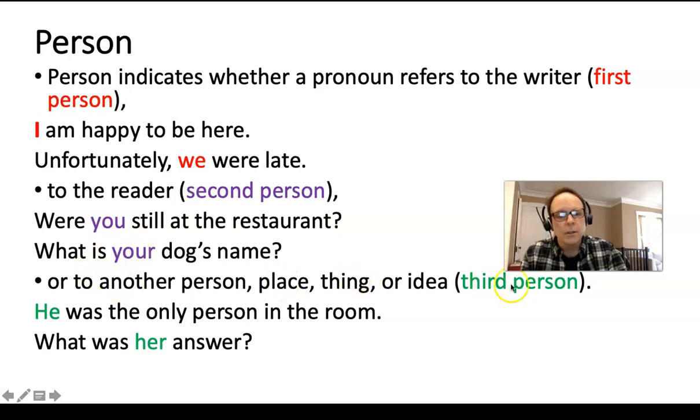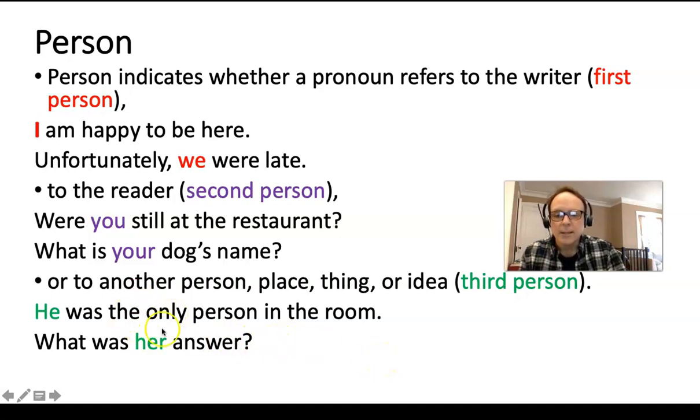Or another person, that's third person. Not the reader, not you, and not I, but this other person, third person. He was the only person in the room. And what was her answer? So these are pronouns that are first person, second person, third person.